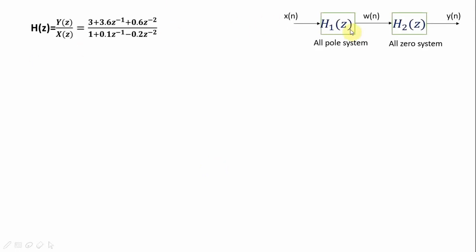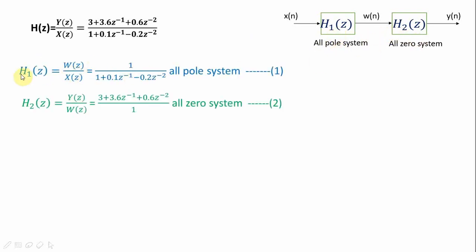To get the direct form 2 realization, just interchange the roles of h1 and h2. Now h1 is all pole system and h2 is all zero system. So h1 is 1 over the denominator, which is w of z by x of z, and h2 is y of z by w of z, which is the numerator.